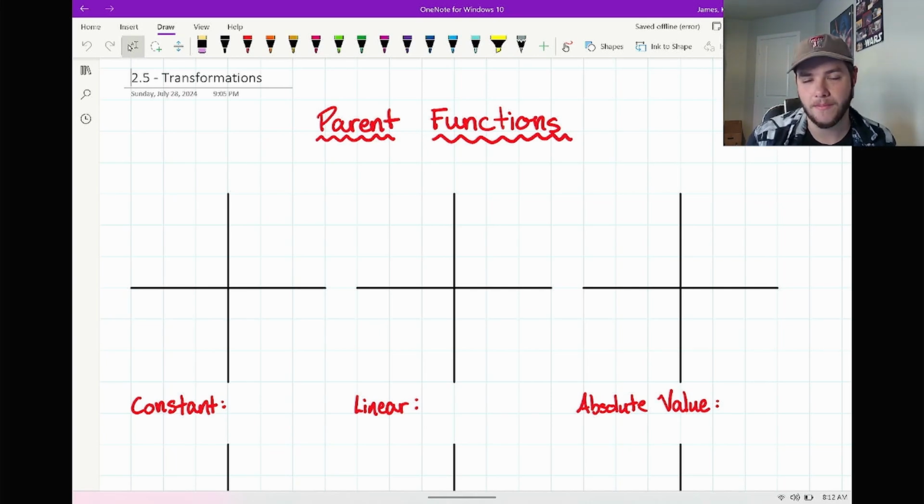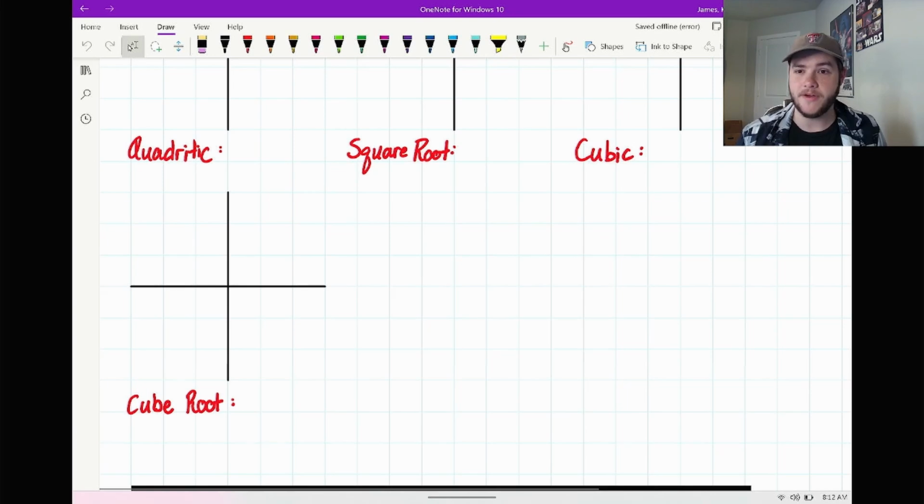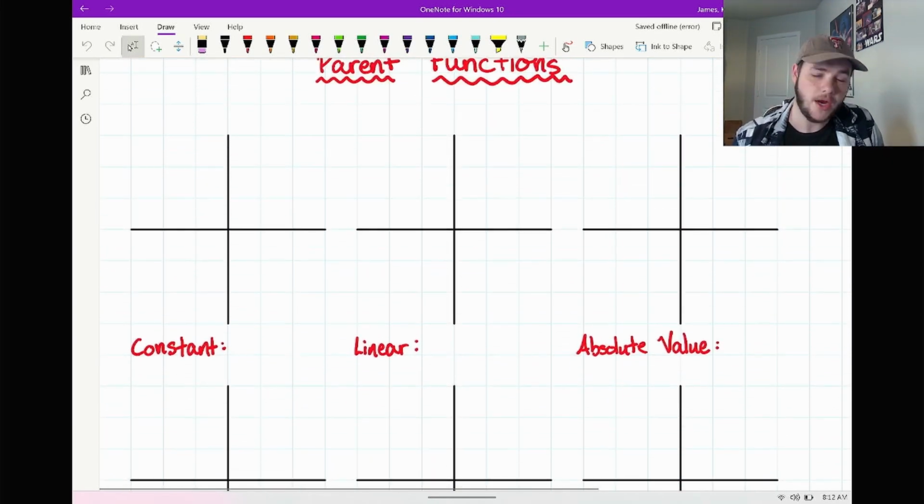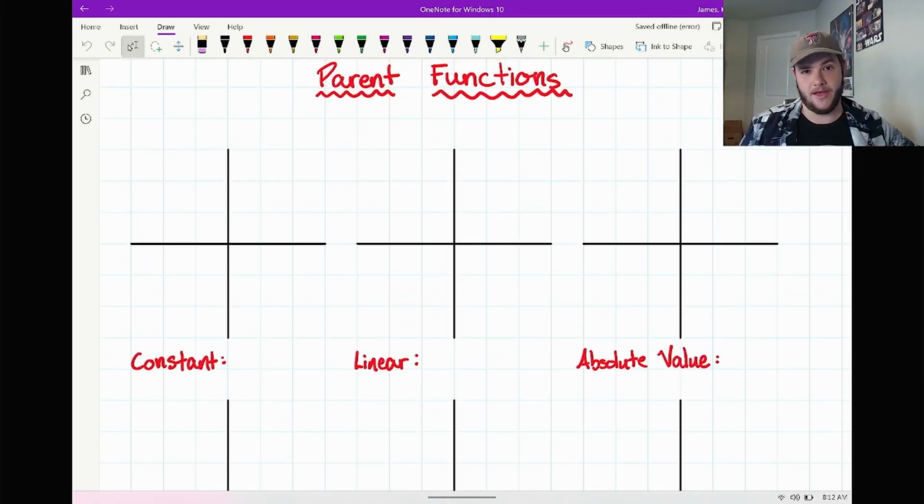We're going to start out by looking at a class of functions called our parent functions. These are going to be starting points for all the stuff we're going to learn in the later videos in this series. For now, I've got 7 types of functions that you should know how to plot the graph of.